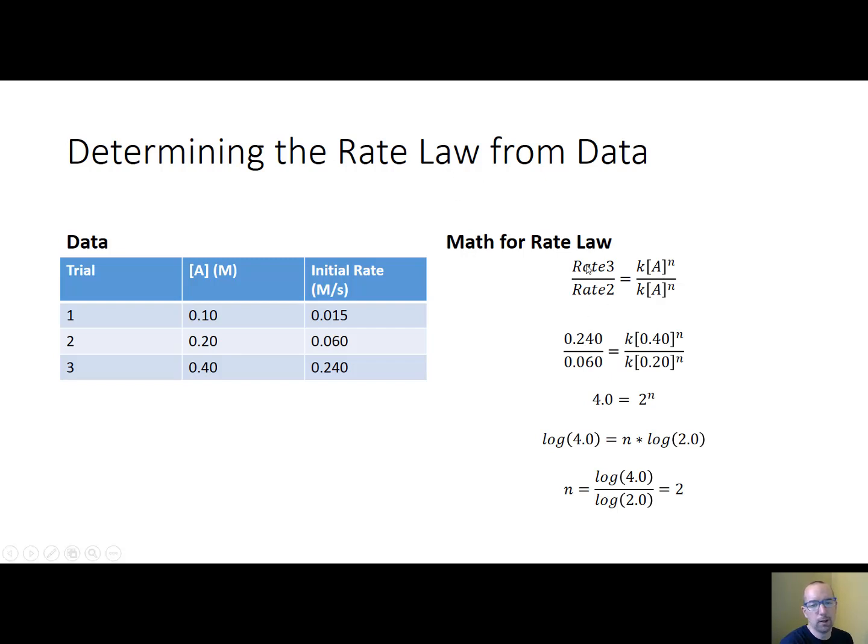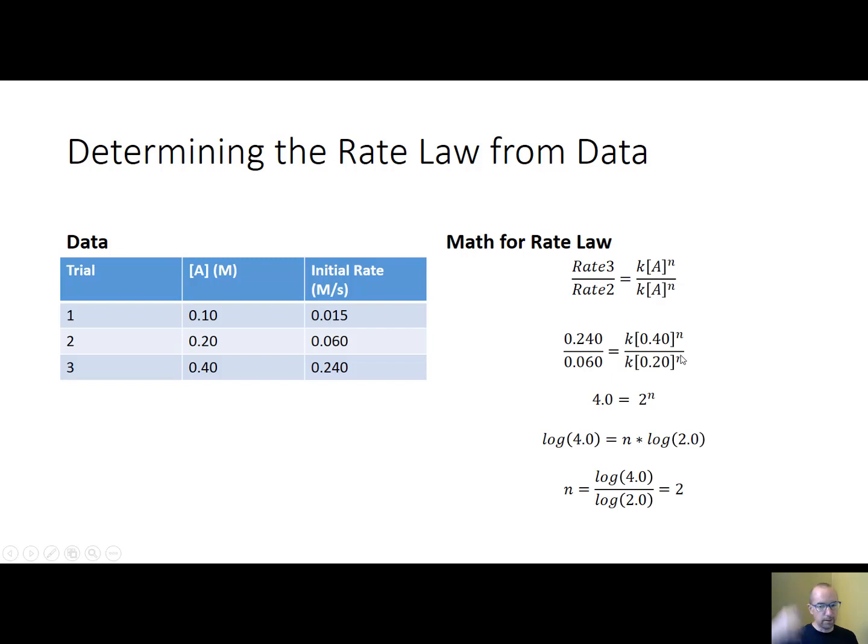So 0.24 will be my rate for 3 and 0.06 my rate for 2. My rate for 3, 0.24 in this case, is equal to some constant k times whatever my concentration is raised to some value of n. And I'm trying to find n. That is my goal here. So I'm going to start plugging things in. 0.24 is equal to k times 0.4 raised to the n. For the second one, 0.06 is equal to k times 0.2 raised to the n.